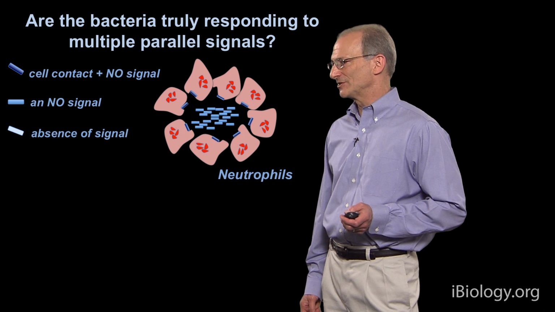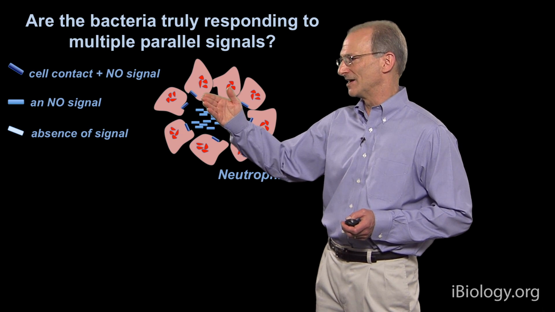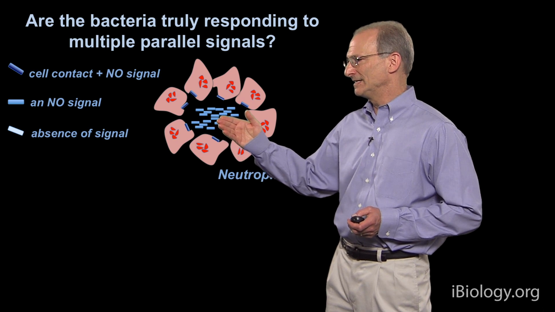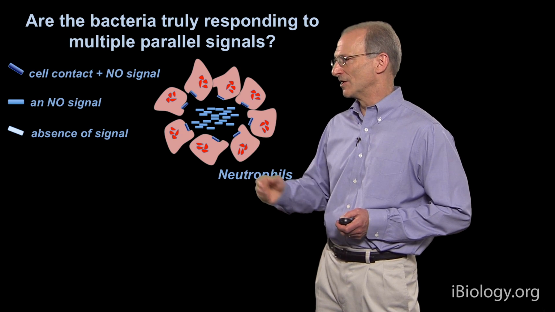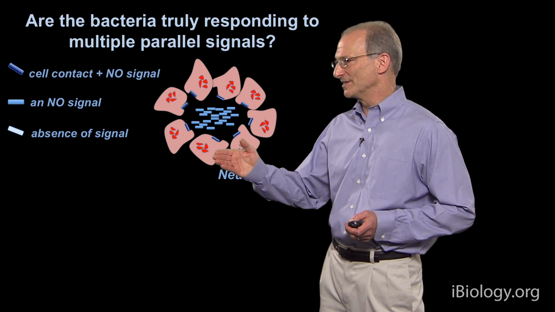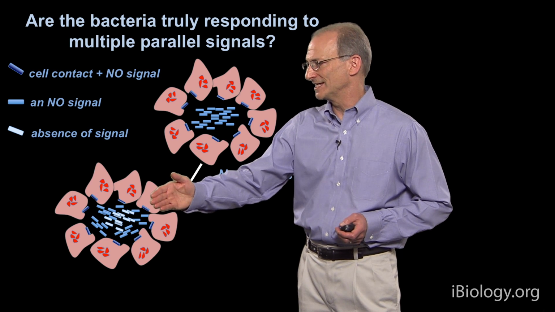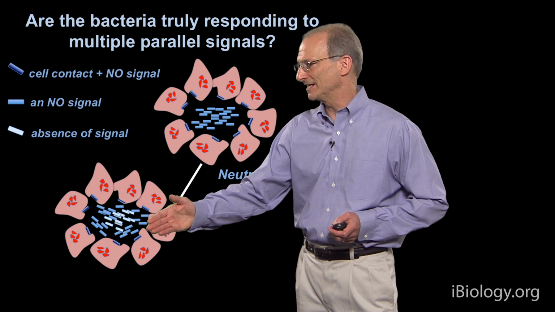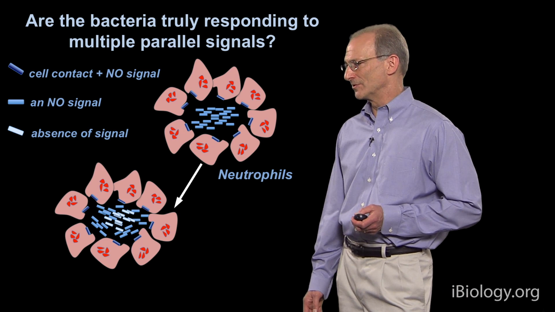Now the alternative is that there are actually three signals going on: a cell contact and an NO signal on the edges, because these cells are seeing NO as well as cell contact. But then there are other bugs within this particular tissue site which are seeing NO, but they're not seeing the host cell. And then perhaps there's a third population which is seeing neither the host cell nor NO. So we draw this as three populations: bacteria on the edges directly contacting the host, other bacteria not directly contacting the host cell but perhaps seeing NO, and ones in the center seeing neither NO nor the host cells.